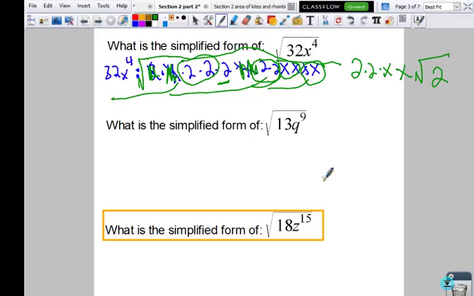Okay, I got to go through and multiply what's left. 2 times 2 is 4. x times x is x squared, and then I'm going to go square root 2. That's all that's left. This answer is my final answer. We're done.